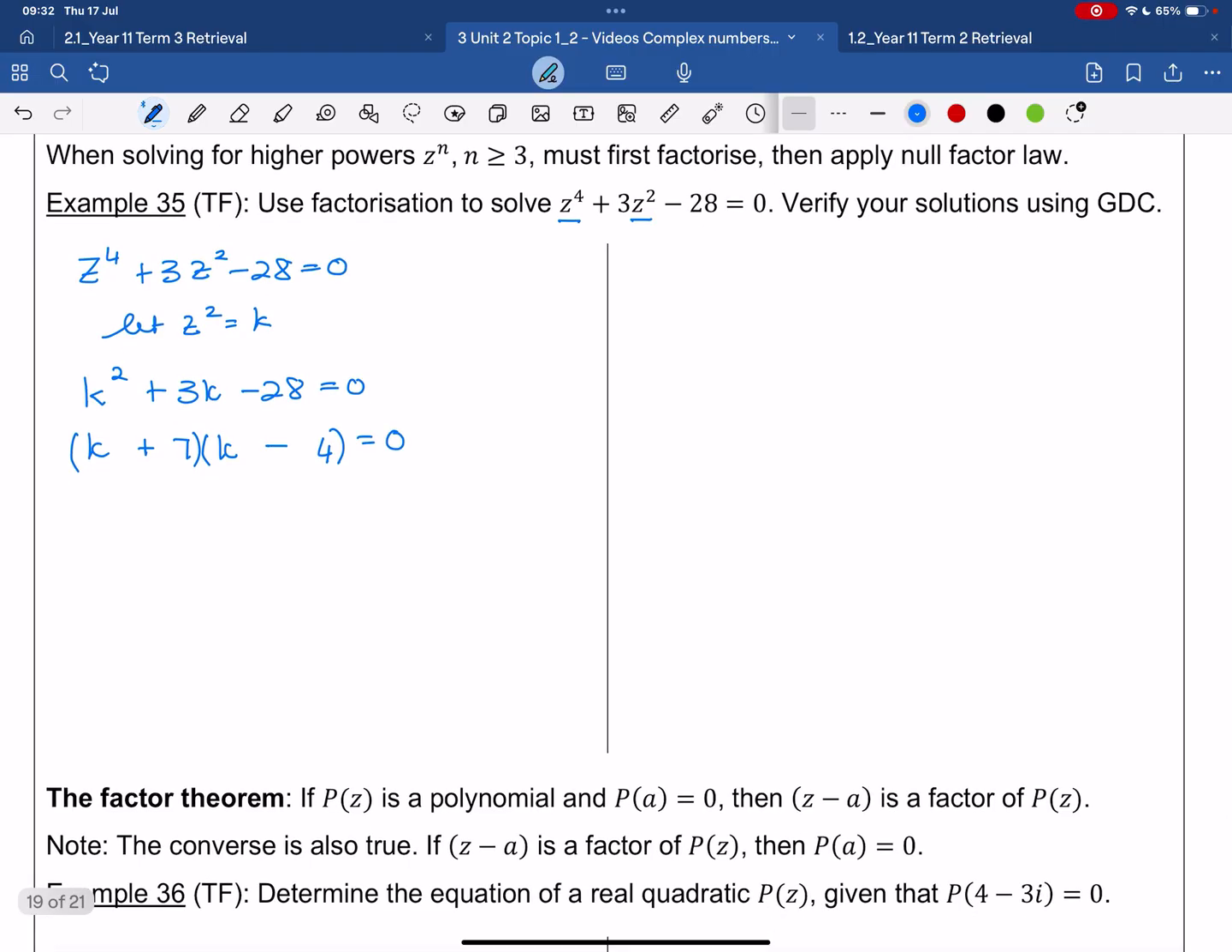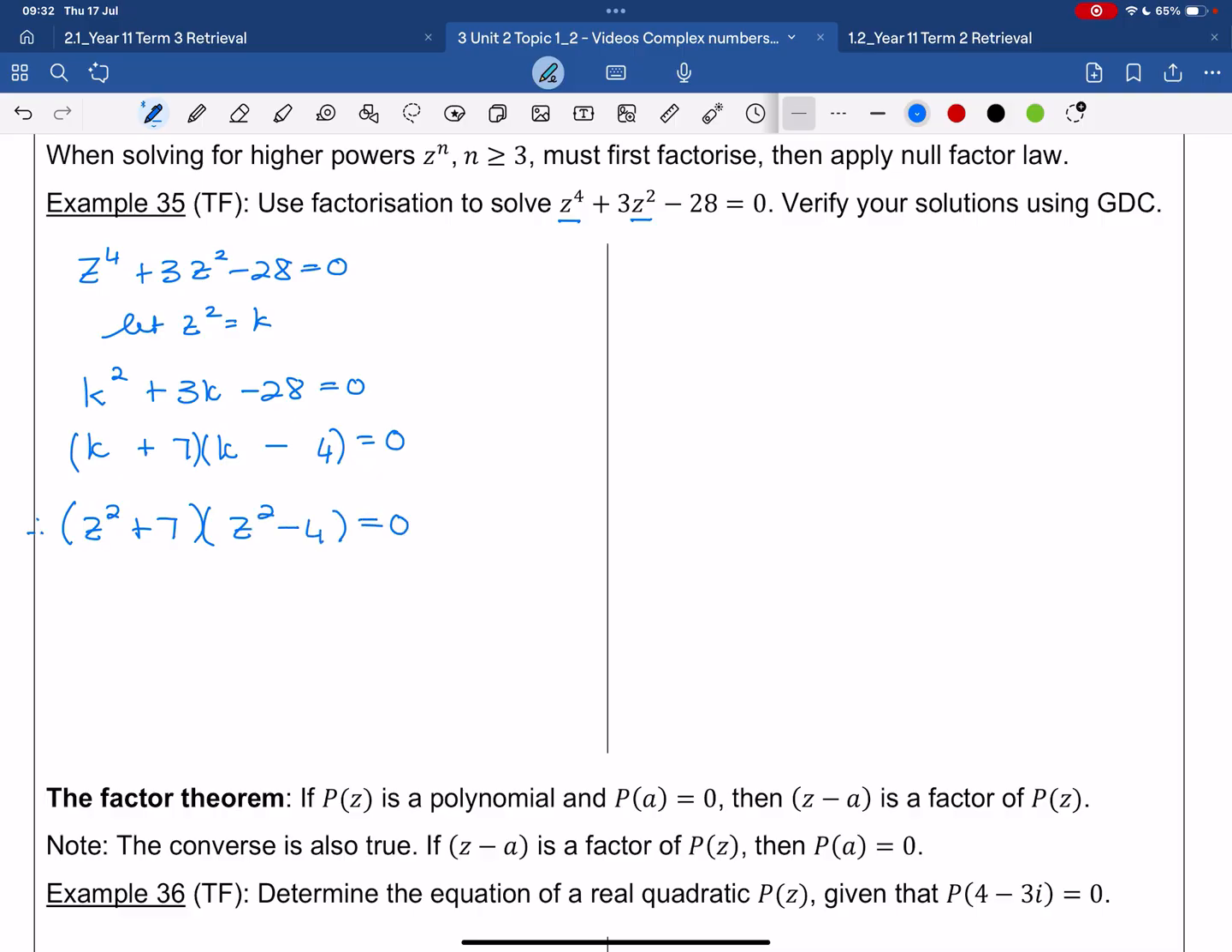And I can put my z squared back in there. You could have factorized straight from that. I can't do that easily. So then I'm going to rewrite it as z squared plus 7 and z squared minus 4 equals 0.